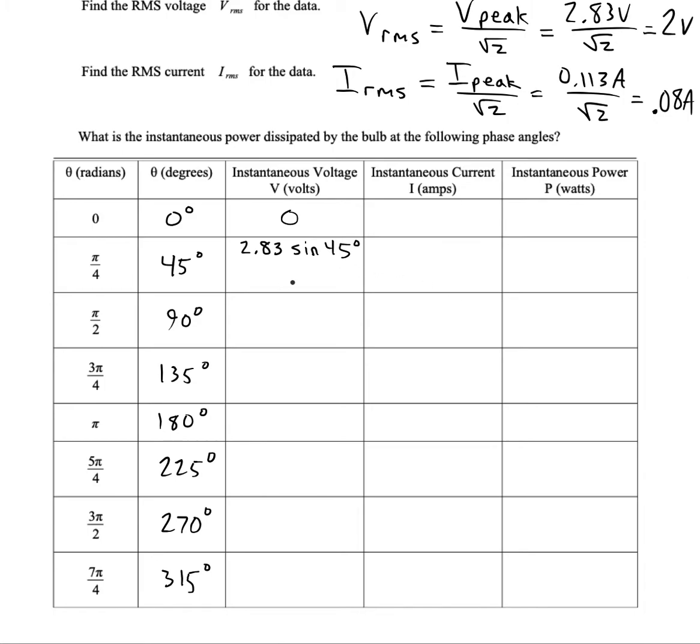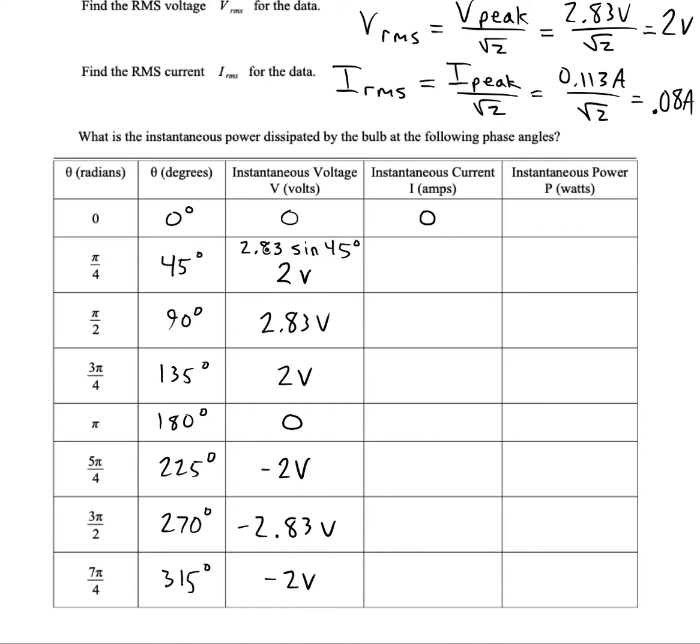Okay. For that, I get 2 volts. Here we'll have 2.83 volts. We'll be back to 2 volts. Here we'll have 0. When we use a theta of 225, we're going to get negative 2 volts, negative 2.83 volts, and negative 2 volts. So we can see how it's sinusoidally oscillating here.